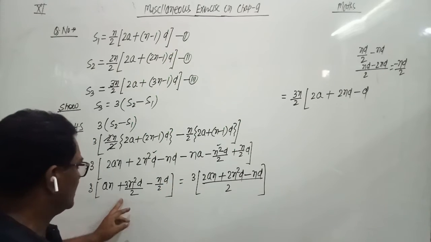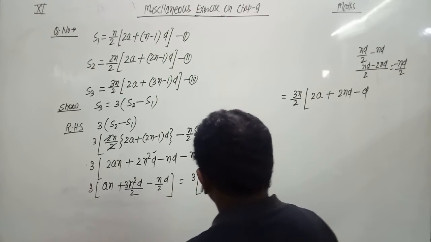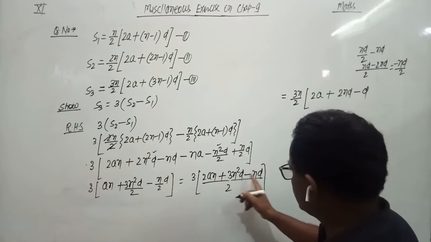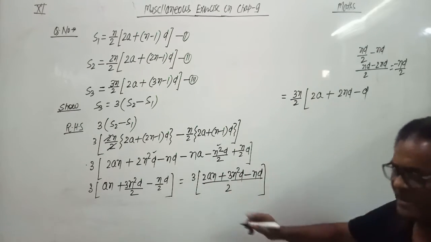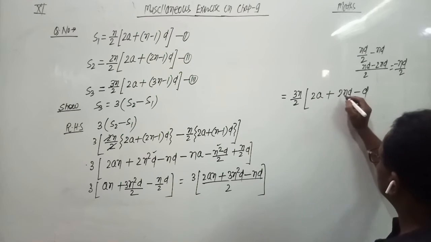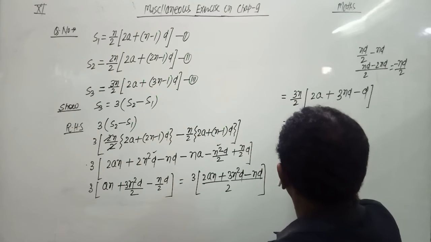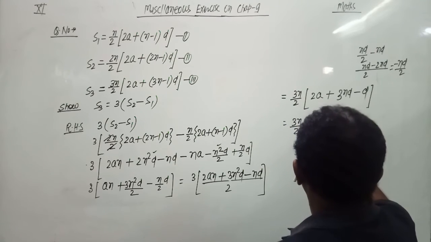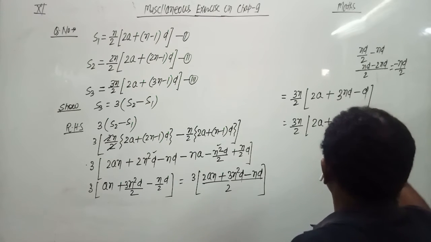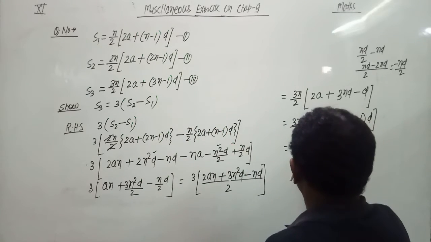Then here comes 3n square d and minus nd. N is taken common from the numerator, so 3n by 2 and it remains 2a plus 3nd minus d. So 3n by 2, 2a plus, from these two terms d is taken common, so 3n minus 1 into d. And this whole expression is equal to S3. So we get the result.